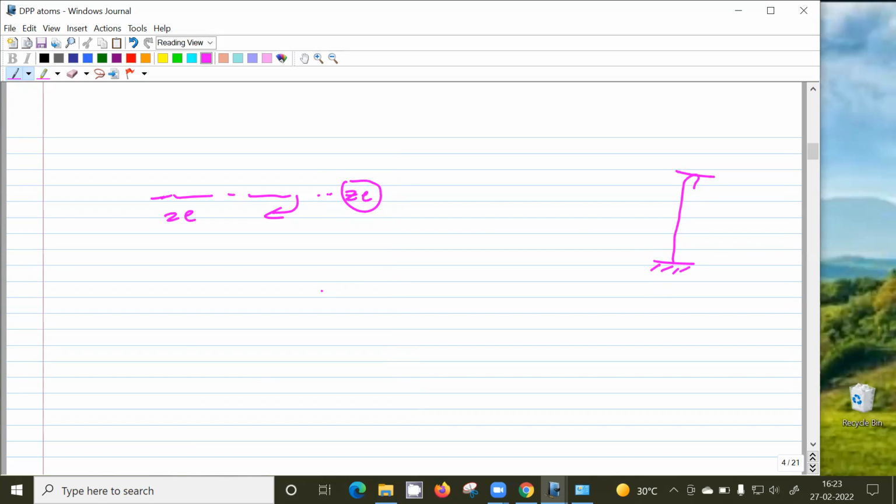What is the force between two positive charges? q1 q2 by 4 pi epsilon naught r square, no? So if r is tending to 0, what is the force tending to? Infinity. But if the alpha particle is like this, it will get deflected like this. But if it's coming head on, it will turn back. That's what happened in the Rutherford experiment, no?